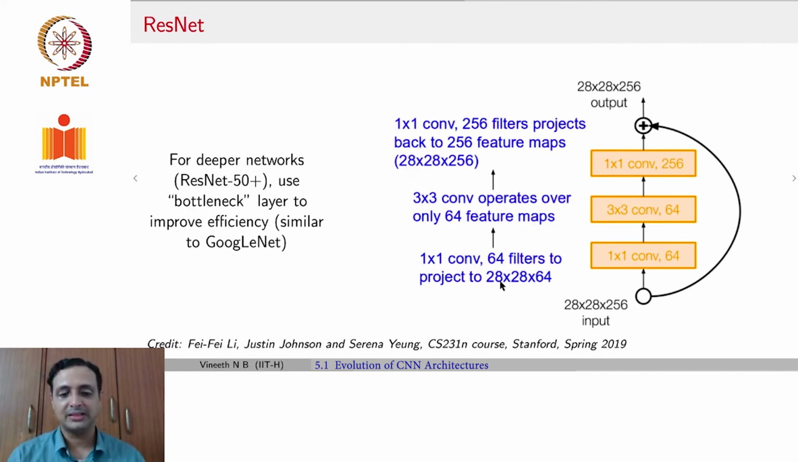So this is the example. They had a 28x28x256 input. They bottlenecked it to 28x28x64 by doing 1x1 convolution, then do the 3x3 convolution only on those 64 feature maps, and then once again did 1x1 convolution and took it back to 28x28x256. This actually keeps the dimension the same as the input, but these 1x1 convolutions make the number of computations far lesser and hence the training more efficient.